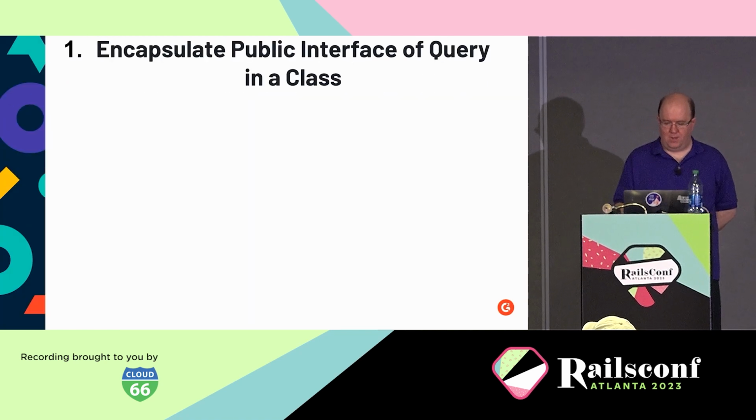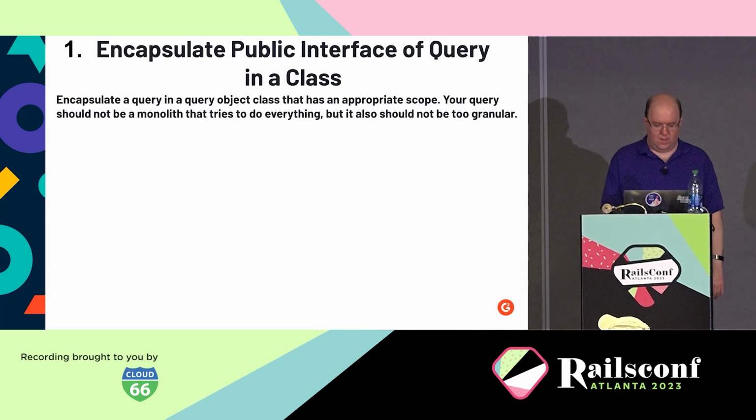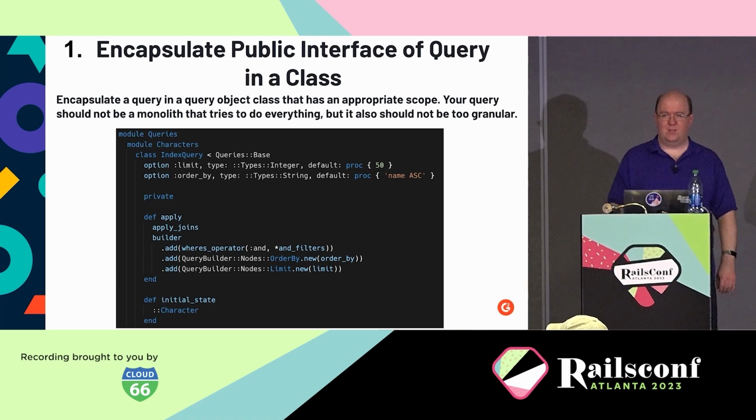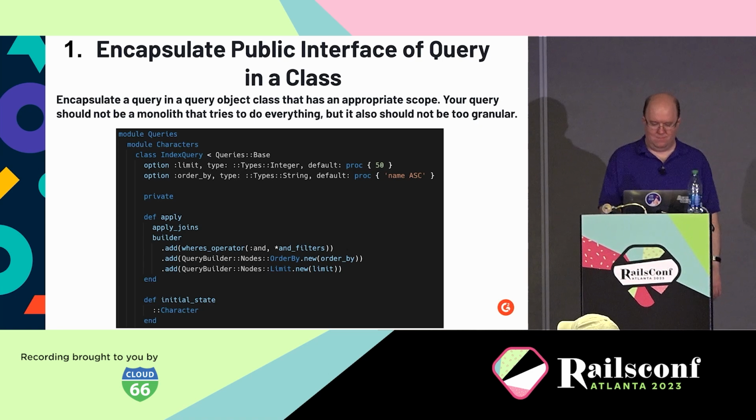First, encapsulate your public interface of your query in a class. You want the query encapsulated in a query object class that has an appropriate scope. You don't want your query to be a monolith that tries to do everything, but it also shouldn't be too granular. Rule of thumb I like to do is 1 query class per API endpoint. There we have our index query we've been over, and I really like just the brevity of it and how it reads. I really hope that's been inspiring to you.